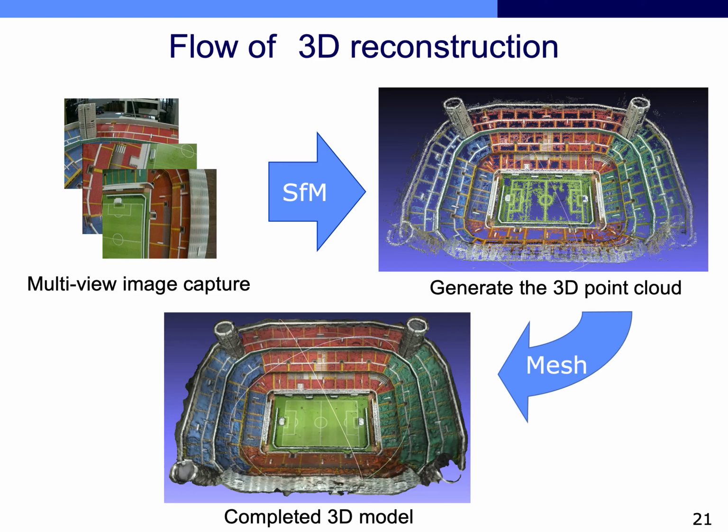Here is the process of creating a 3D model. Point cloud is generated from the multi-view images using structure from motion, and then the mesh is applied to the point cloud to create a 3D model having surface information, as shown in the figure below.